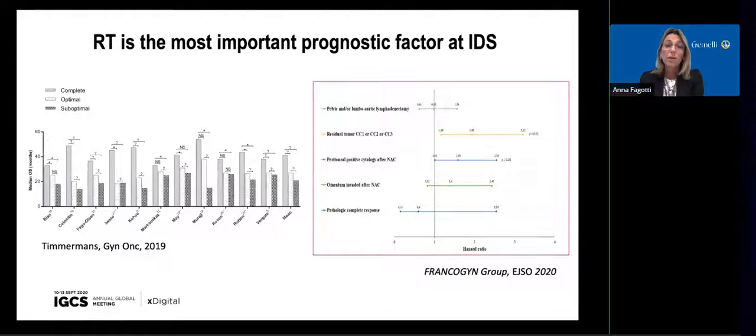Now, what is the most important prognostic factor in patients receiving neoadjuvant chemotherapy? As you can see here, these are 11 studies, including more than 2,000 patients with advanced ovarian cancer receiving neoadjuvant chemotherapy. And you see very clearly that patients receiving optimal cytoreductive surgery have a longer survival with respect to those patients who received suboptimal cytoreductive surgery, and especially those who achieved no gross residual disease had a better survival. And the same is shown on the right side from a large series from French authors. Residual disease at the end of interval debulking surgery is a very important prognostic factor.